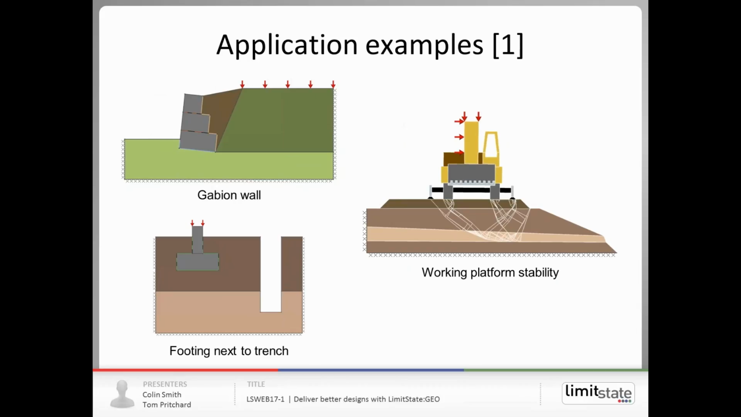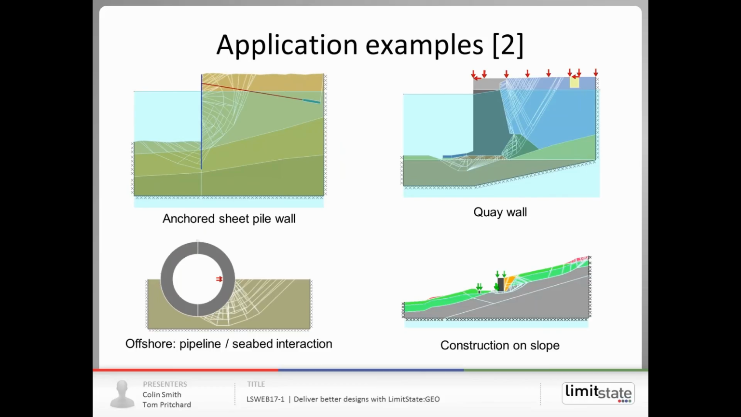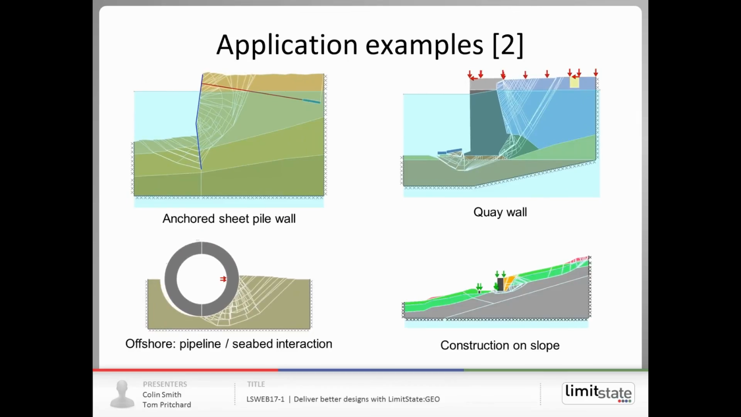Just to wrap up, here are a few other little examples of how you can use it: gabion walls, footings next to trench, working platforms. You can model sheet pile walls, and we can model bending failure in those, key walls, pipeline interaction, slope stability problems, and so on.